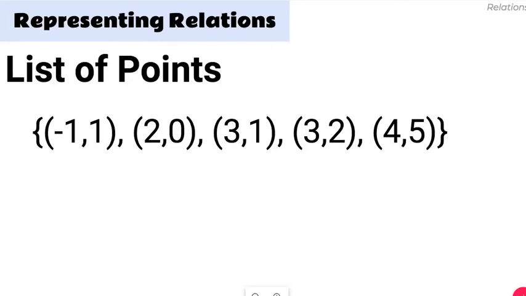You've seen a list of points. We actually just got done working with some lists of points. So these would be ordered pairs that are a complete set. Okay, so these are sets of ordered pairs. Pretty straightforward, nothing really to add to this.